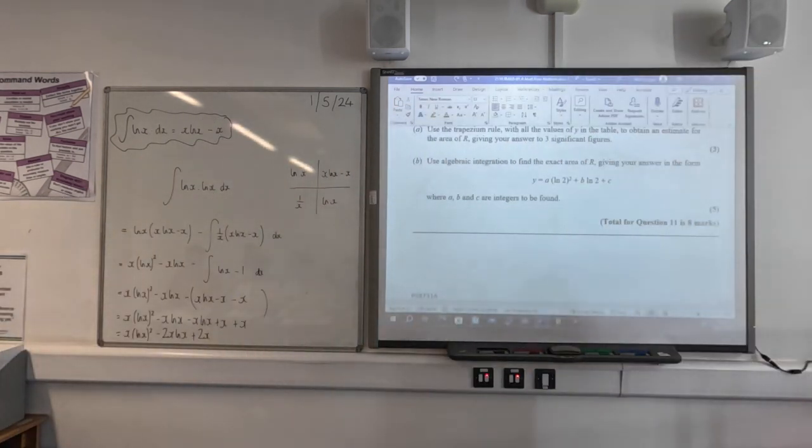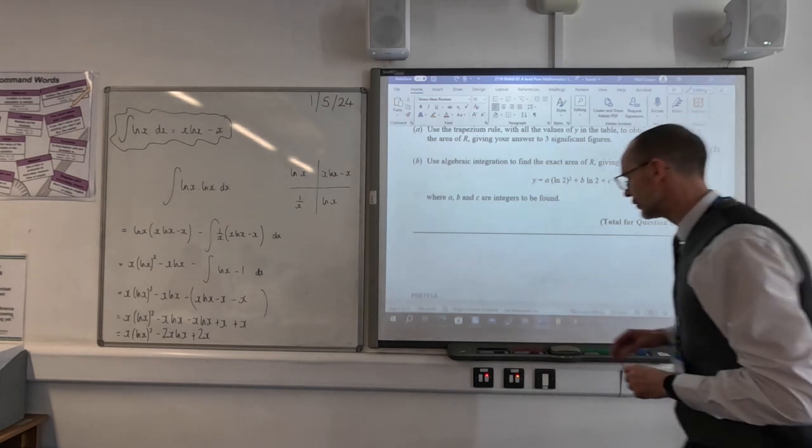So what we now need to do is substitute in 4 and 2 to that, and do what you get when you substitute in 4, take away what you get when you substitute in 2.